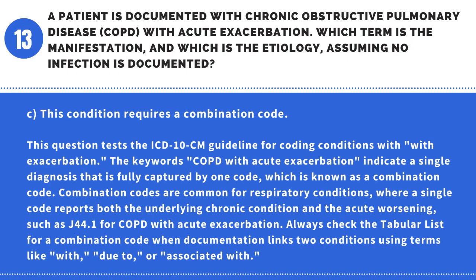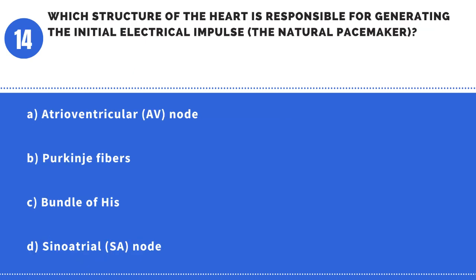Answer C. This condition requires a combination code. This question tests the ICD-10-CM guideline for coding conditions with exacerbation. The keywords COPD with acute exacerbation indicate a single diagnosis that is fully captured by one code, which is known as a combination code. Combination codes are common for respiratory conditions, where a single code reports both the underlying chronic condition and the acute worsening, such as J44.1 for COPD with acute exacerbation. Always check the tabular list for a combination code when documentation links two conditions using terms like with, due to, or associated with.